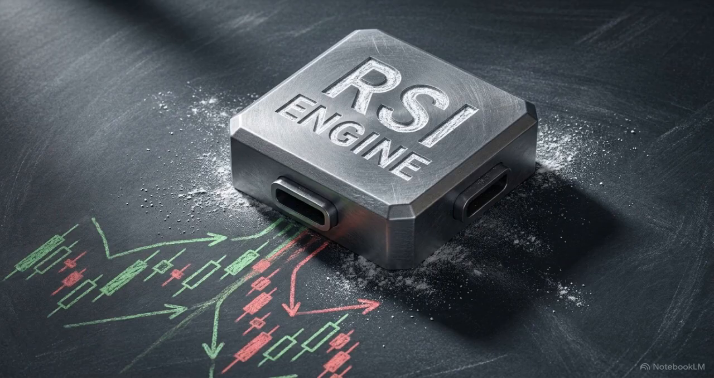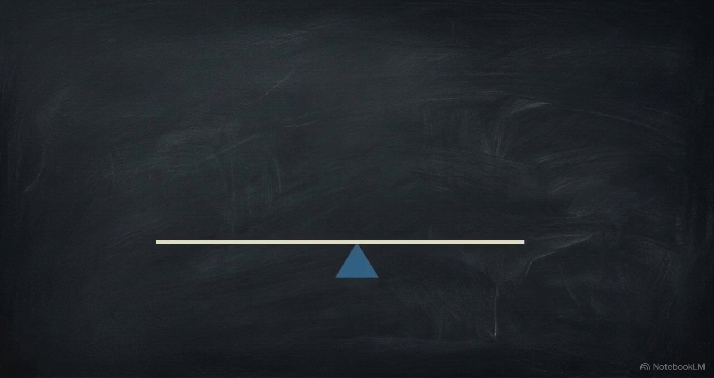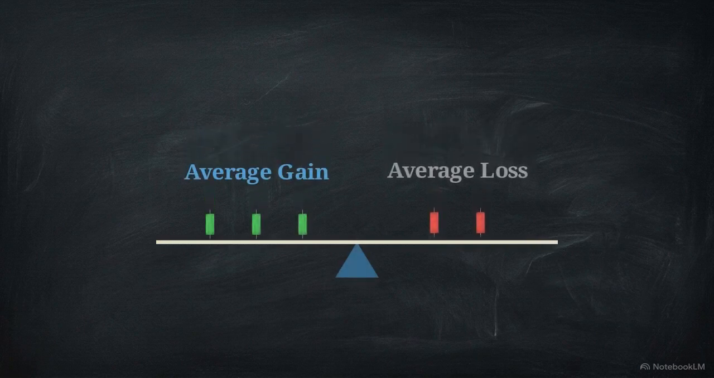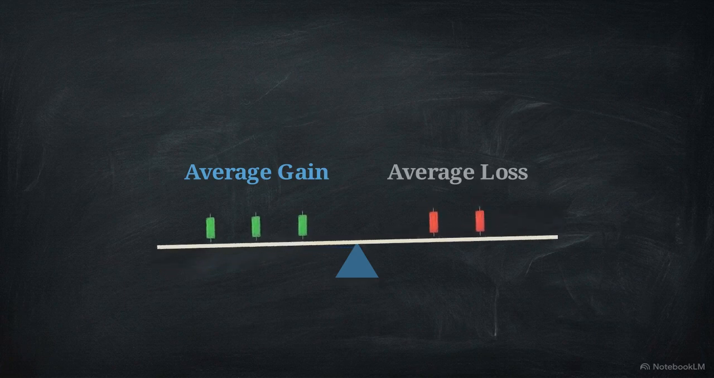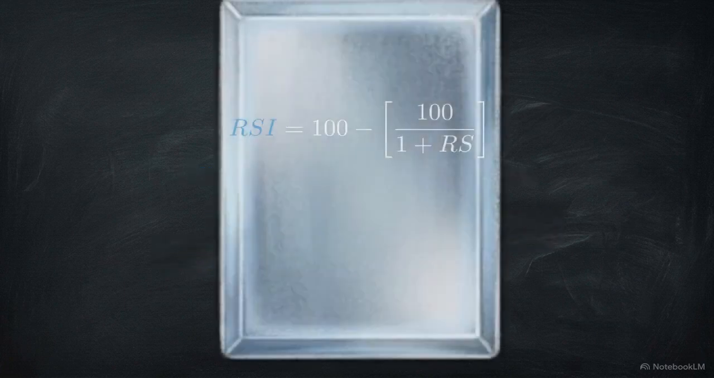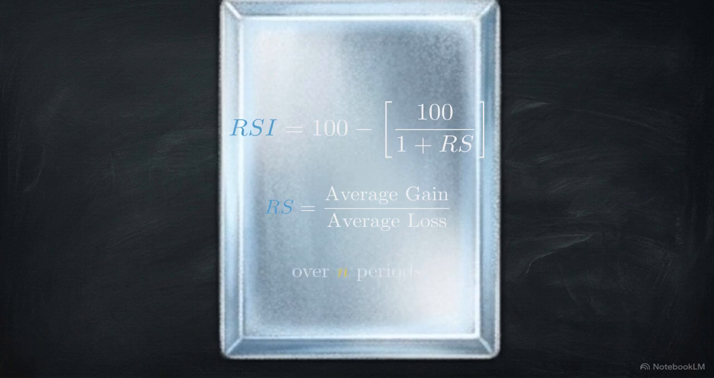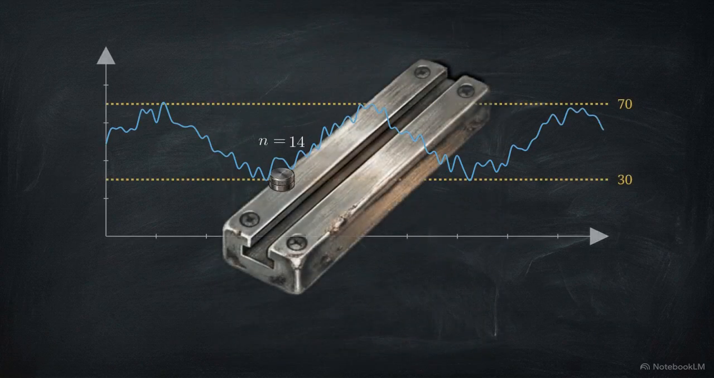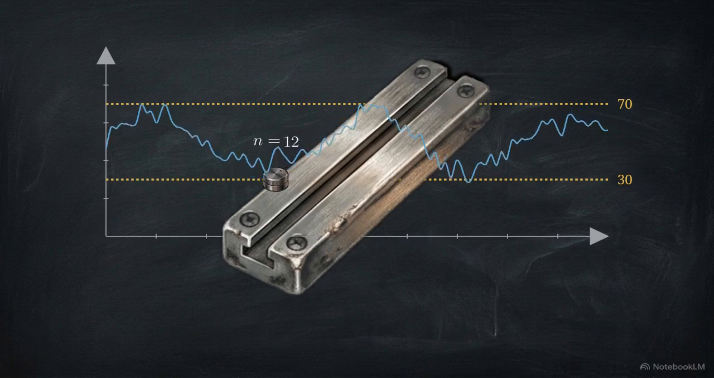Let's isolate the mathematical engine of the RSI to see how it actually processes data. At its core, the indicator compares the average magnitude of upward price movements to the average magnitude of downward price movements over a specific time frame. The entire calculation depends on the N variable, which dictates the look-back window. This represents the number of periods, usually days, that the formula averages together. This N value functions as a sensitivity dial for the entire indicator.